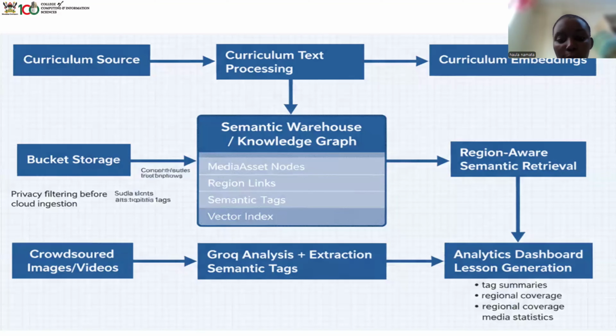So, the importance of our semantic warehouse. Traditional relational databases struggle to model highly interconnected multimodal educational relationships. However, the semantic knowledge graph allows dynamic linkage between the curriculum standards, the community knowledge, and the multimedia educational evidence. So I would say our semantic data warehouse therefore transforms the fragmented crowdsourced educational data into an interconnected and searchable epistemic infrastructure for grounded AI educational generation.